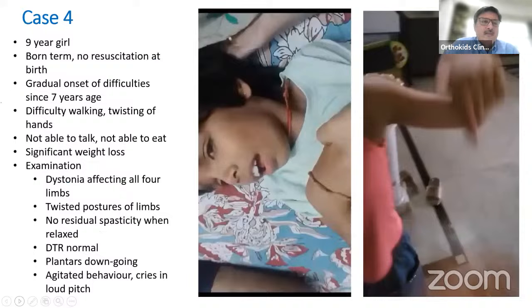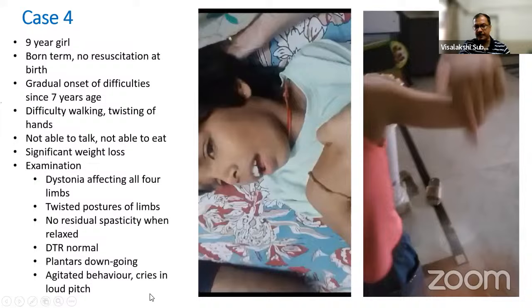Okay, so moving on to the fourth case, this is a 9-year-old girl. She was born at term, no resuscitation at birth, walked on time. She had gradual onset of difficulties since 7 years of age, had difficulty walking, eventually became bedridden, significant twisting of the hands, not able to talk, not able to eat, and because of that had significant weight loss. And she had significant dystonia affecting all the four limbs with a lot of twisted postures of the limbs.